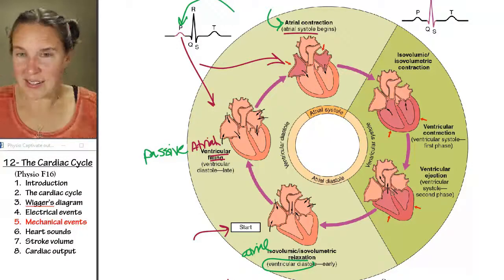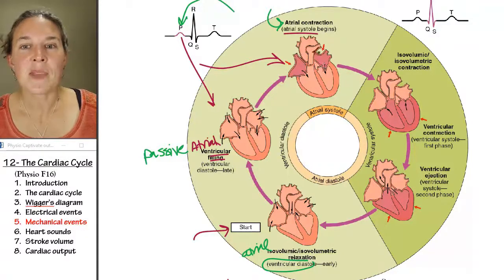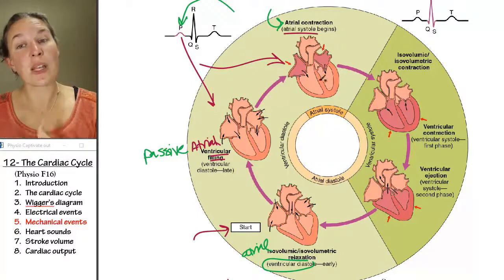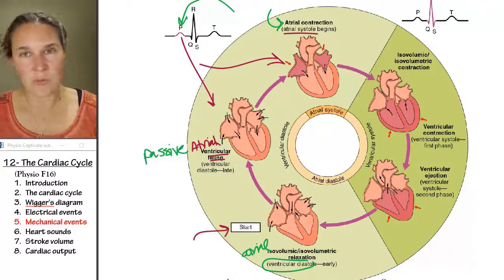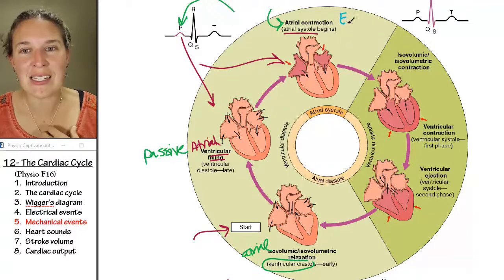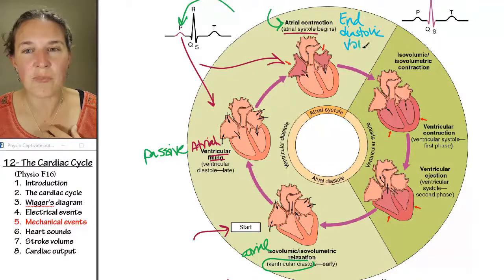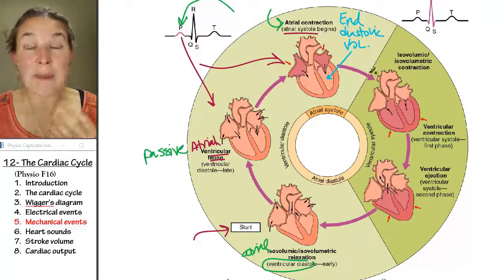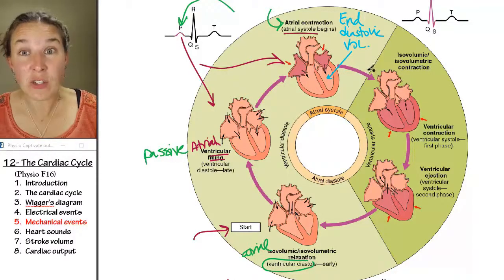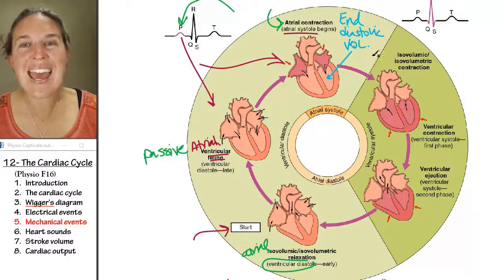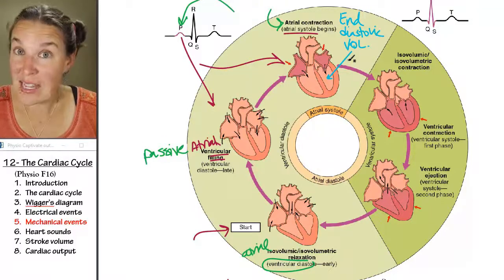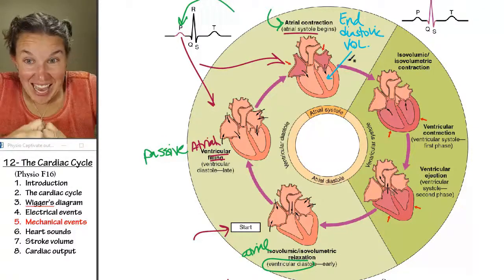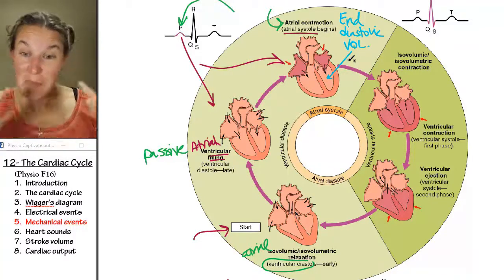At the end of atrial systole, we've pushed so much blood into the ventricles that we have a volume of blood in there known as end diastolic volume. The end diastolic volume is the volume of blood in the ventricles at the end of ventricular diastole. It's not at the end of atrial diastole. Atrial systole has pushed in as much blood as can fill.